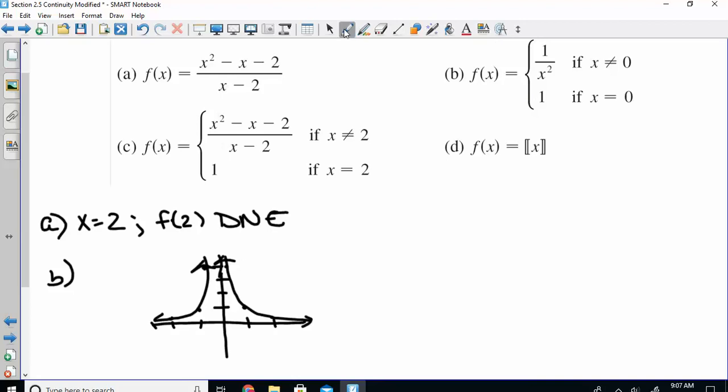So there's 1/x². And 1, if x equals 0, that would just be a point on the graph. So you are correct, it's discontinuous at x equals 0. Does the function exist at 0? Yes. Does the limit exist at 0? It does. Both the left and right are going to infinity. So it's that third rule. The value of the function doesn't equal the limit.